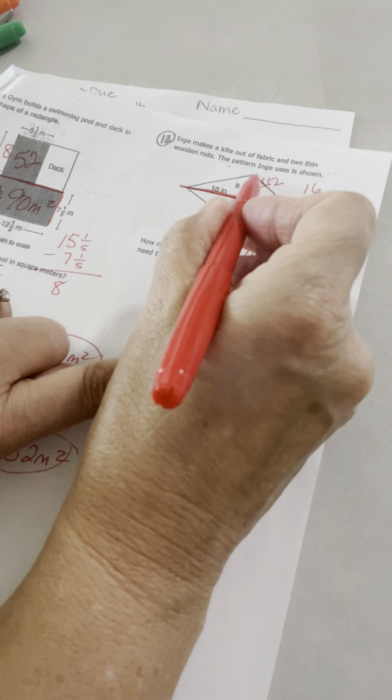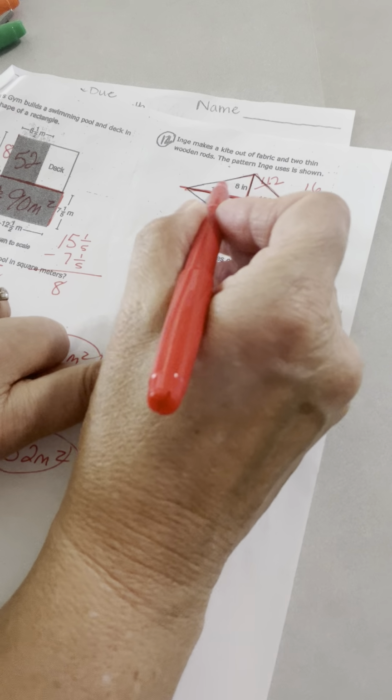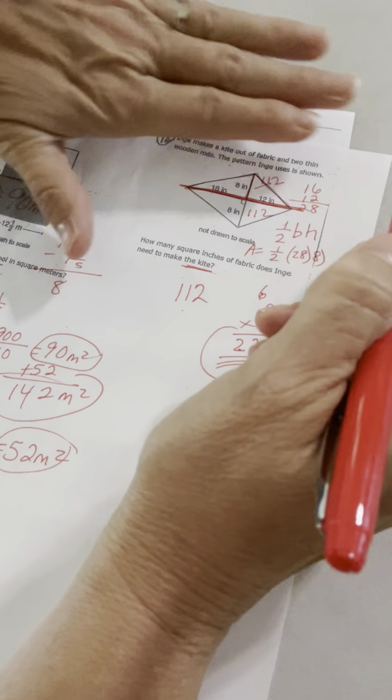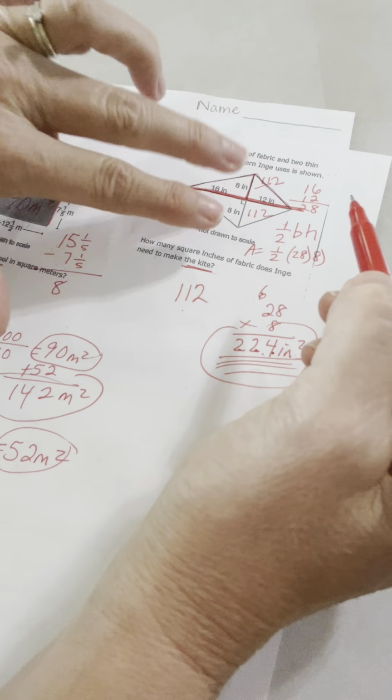Okay, so this is one of the rectangles, and this is the base, and that's the height. And so if you flip it, it's the same base and the same height because they're congruent.